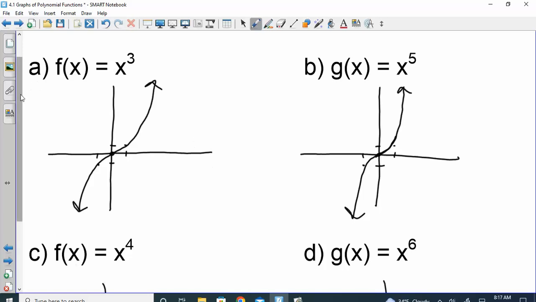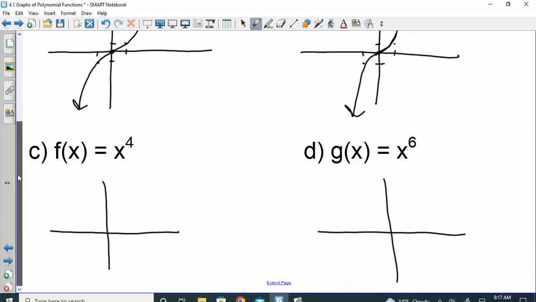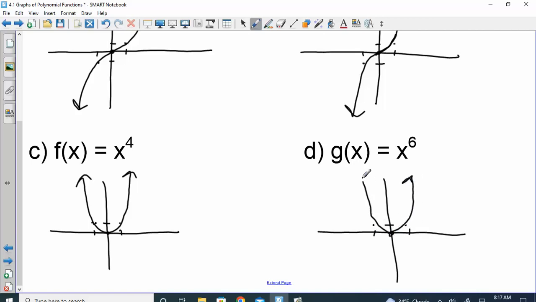All right, x to the fourth, what does that look like? Just like a parabola. Just maybe a little bit skinnier than the typical parabola. What about x to the sixth? Also a parabola. How does it compare to x to the fourth? Even skinnier. Good job making that skinnier.